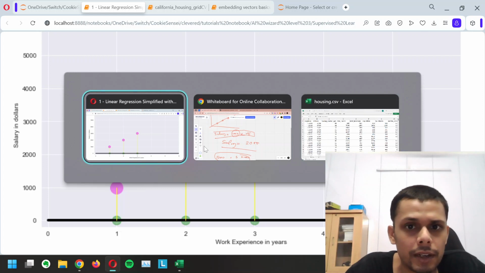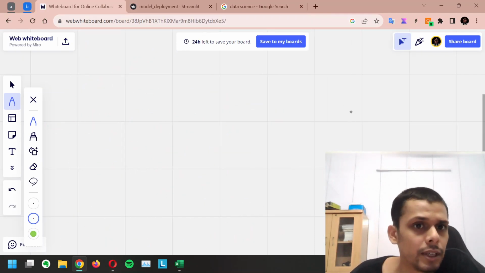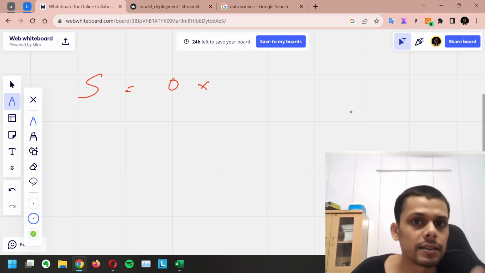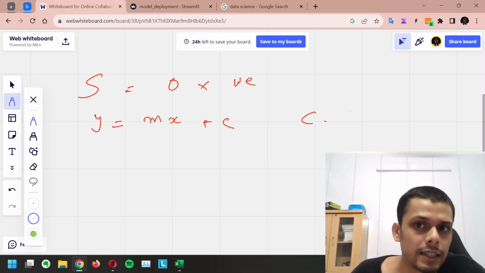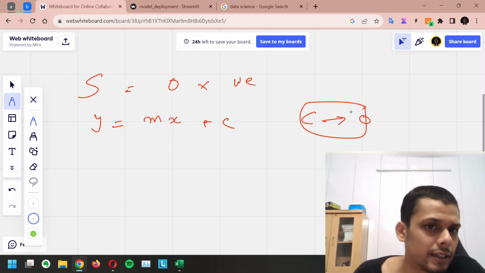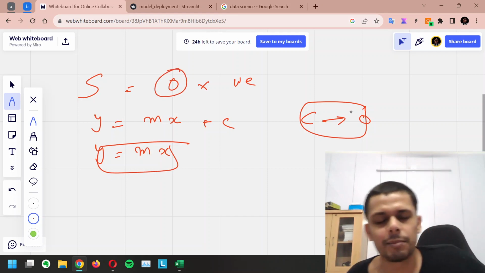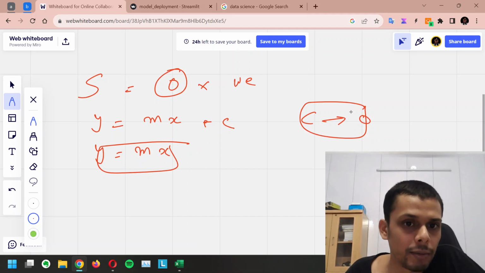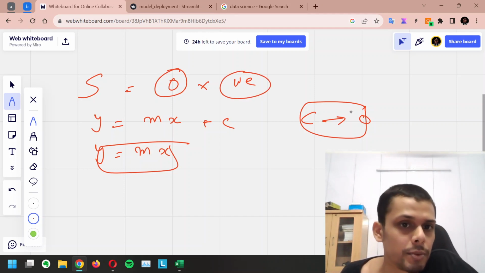So to drive the point home, let me write the mathematics of it. The equation at this stage is something like salary equals 0 times your x variable, which was work experience. So let me write it this way: y equals mx plus c. And c in this case, I'm choosing to be 0 to simplify the entire thing. So I'm just writing the entire thing as y equals mx, where m is our trainable parameter, technically not a hyperparameter. And y is salary, and x is synonymous with work experience.